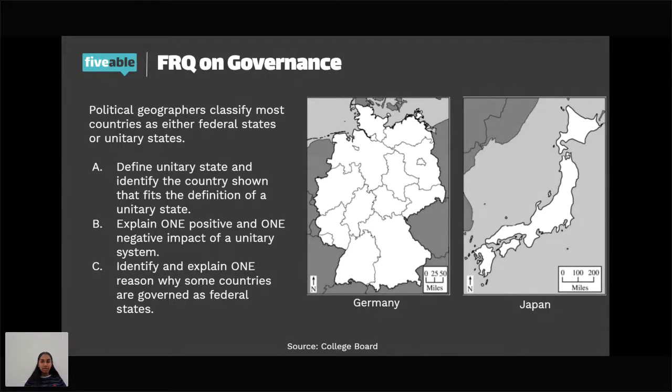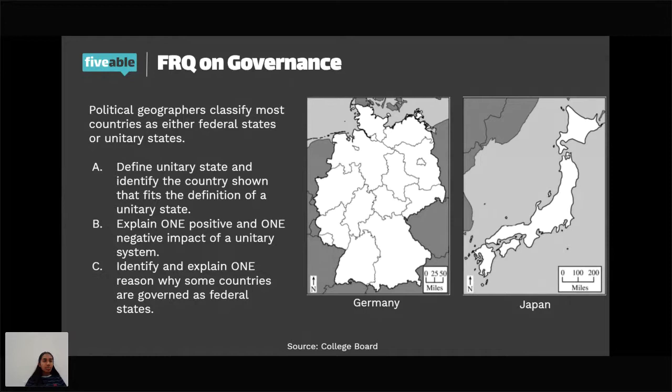Okay, thank you, Marcus. So what he said was that a unitary state has a strong central government. Does anyone know which state, between Germany and Japan, is unitary? Okay, Japan and no local government power. Great. Part B, explain one positive and one negative impact of a unitary system.